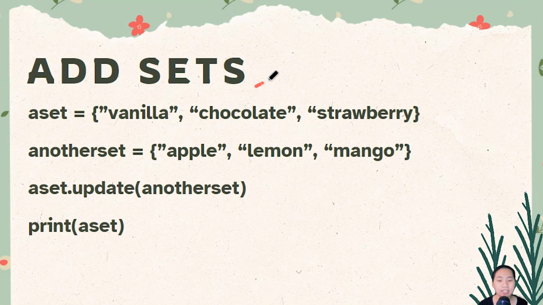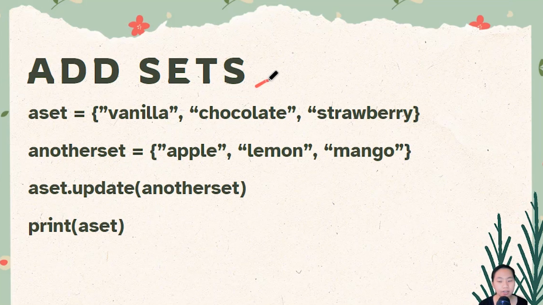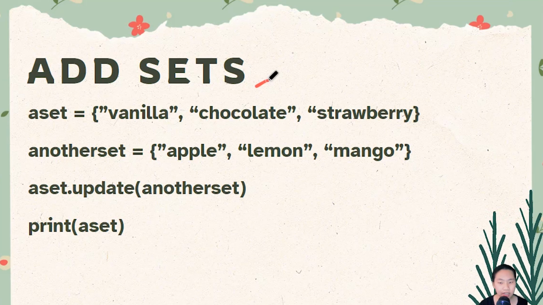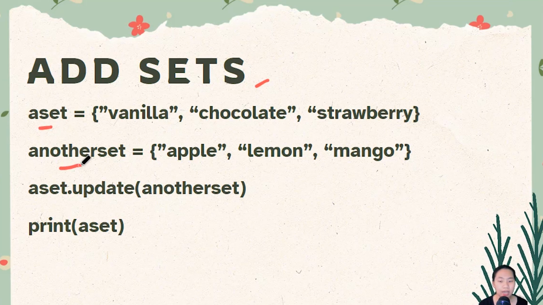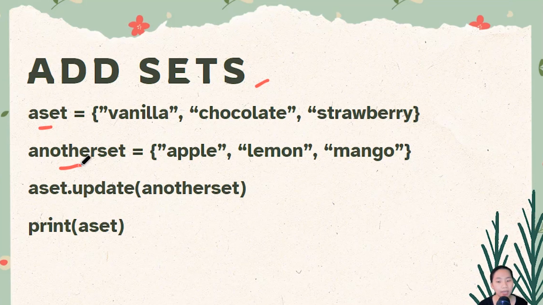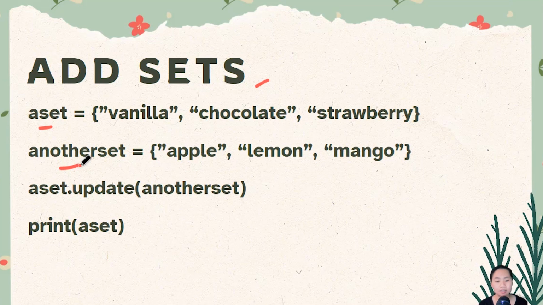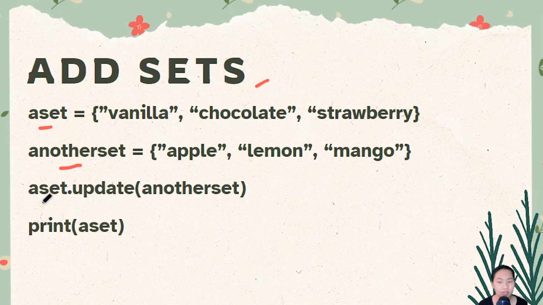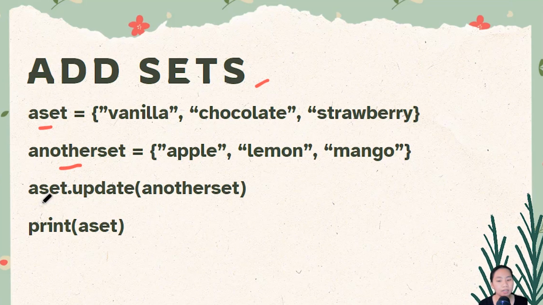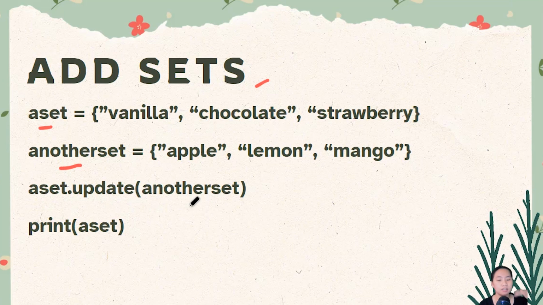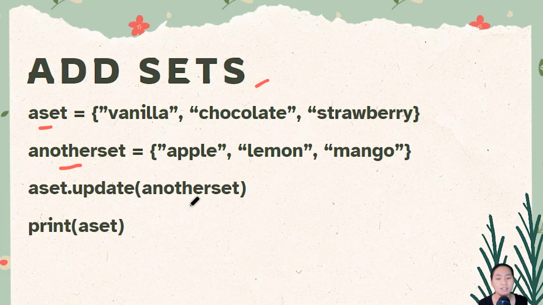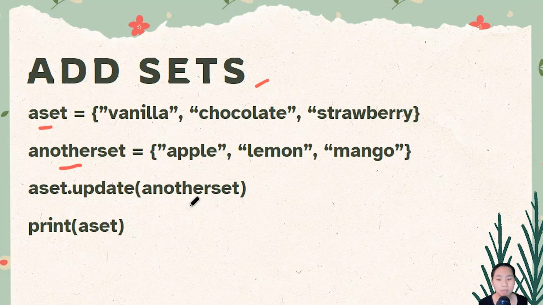Next up, adding sets. We're joining two sets together. Once again, I have my good old set with vanilla, chocolate, and strawberry. And I have another set made out of apple, lemon, and mango. You can use the update method, with the same syntax as the add method: the name of the set that you want to append another set to, dot update, and then fill in the set that you want to add as the argument to the update method.